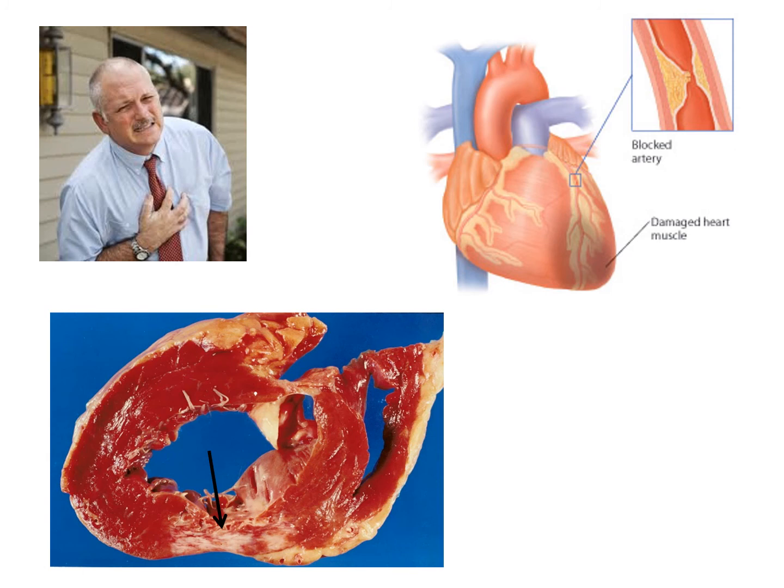We can actually see in this dissection the scar tissue that is left over from dead myocardial cells. Normally myocardial cells are going to be deep dark red, whereas these are white and necrotic.